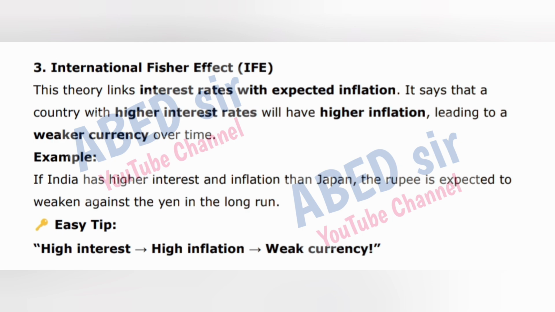3. International Fisher Effect, IFE. This theory links interest rates with expected inflation. It says that a country with higher interest rates will have higher inflation, leading to a weaker currency over time. Example. If India has higher interest and inflation than Japan, the rupee is expected to weaken against the yen in the long run. Easy tip. High interest, high inflation, weak currency.